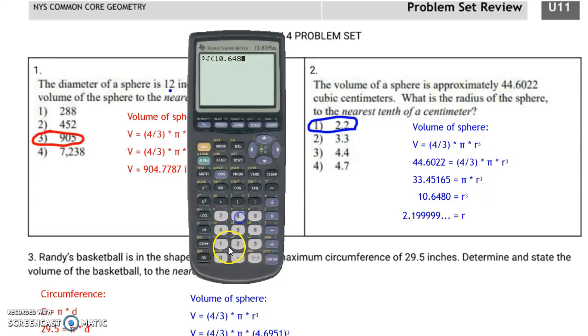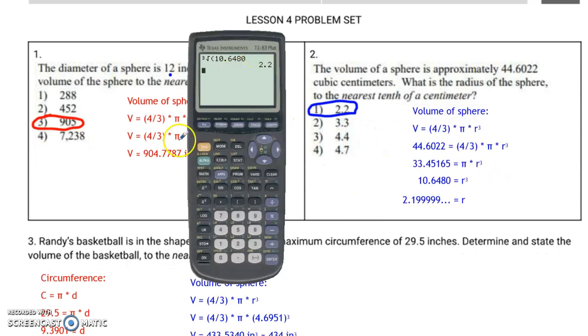Keep in mind that in all of the cases where it's asking me to round eventually to the nearest tenth of a centimeter, I'm taking it to 4 decimal places. So inside my calculations, I'm going to take it to 4 decimal places, but as my final answer, I'm going to do what it says, to round to the nearest tenth of a centimeter. This answer should be 2.2. 2.19 repeating, which is a very straightforward answer.